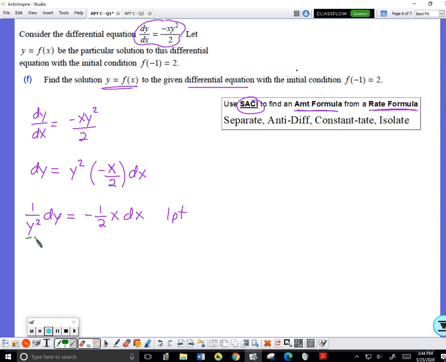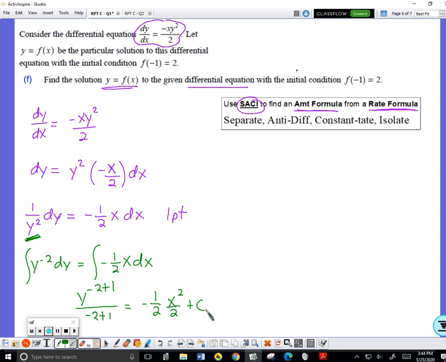Okay, now to do the antiderivative, I want to rewrite this y to the negative 2. Can't use the ln rule here because this is y squared. So this becomes y to the negative 2 plus 1 divided by the same. This becomes negative 1/2, that's a multiplying constant, x squared divided by 2 plus the c. So if I get that far, I get 1 more point for doing the antiderivatives. One point there.